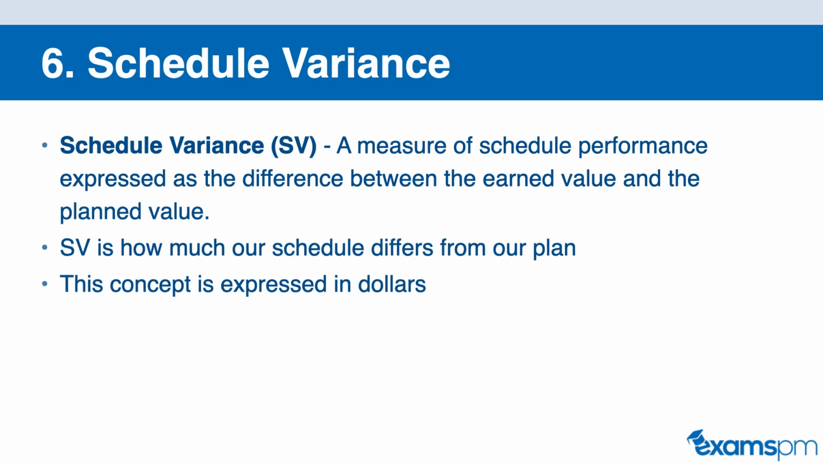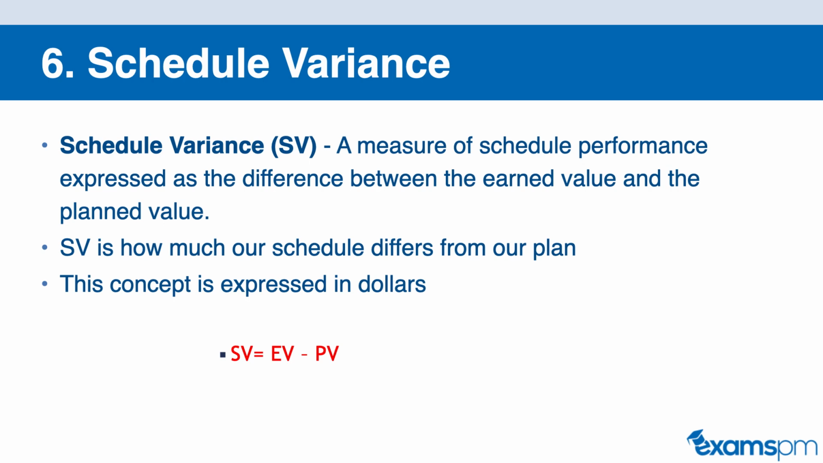Now let's go on to our sixth formula. Our sixth formula is schedule variance. Like cost variance, the schedule variance is a measure of schedule performance expressed as the difference between the earned value and the planned value. So the schedule variance is going to tell us how much our schedule differs from our plan, and it's expressed in dollars. So the formula for schedule variance is earned value minus the planned value.